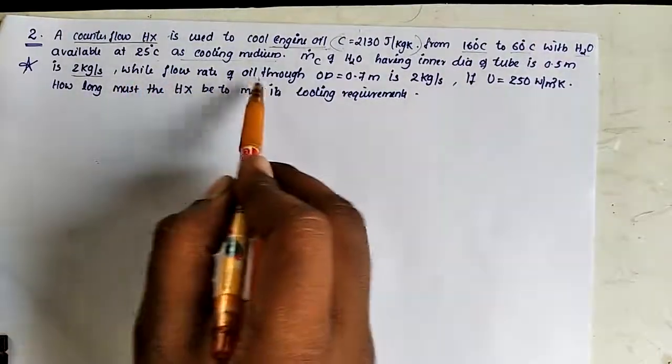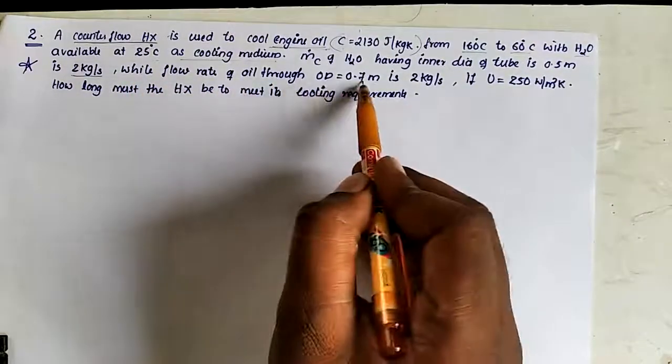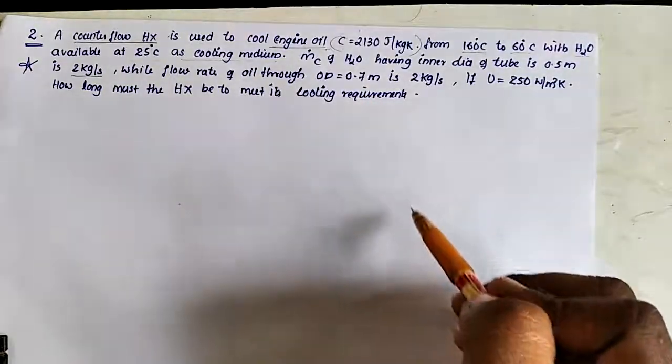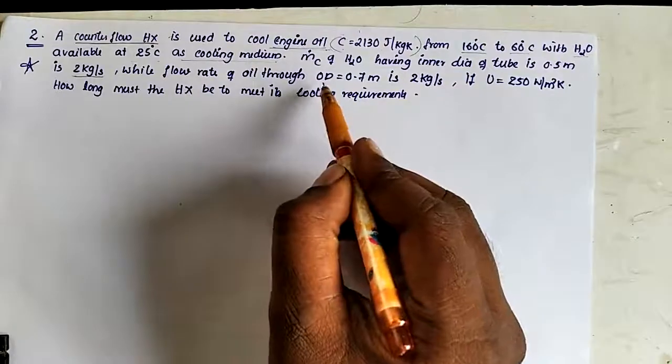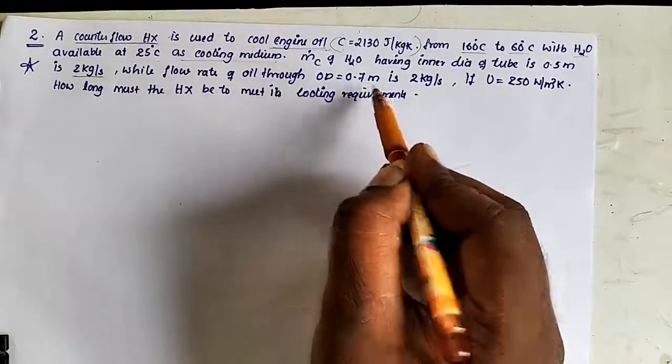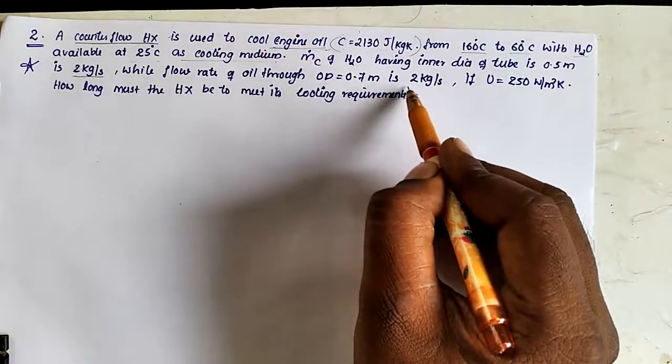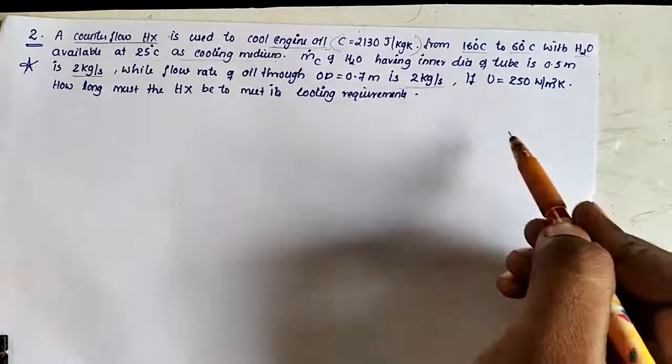The flow of the oil is through the outer diameter of 0.7 meter. That means the hot oil is circulated over the surface of the tube, with an outer diameter of 0.7 meter. It also has a mass flow rate of 2 kilograms per second.